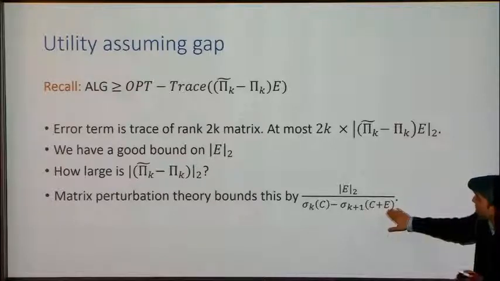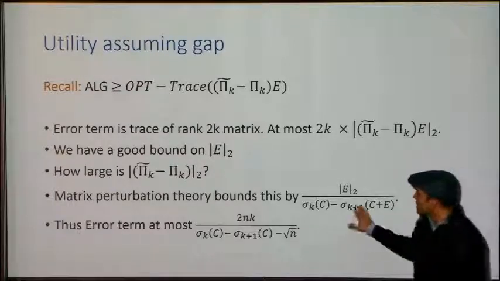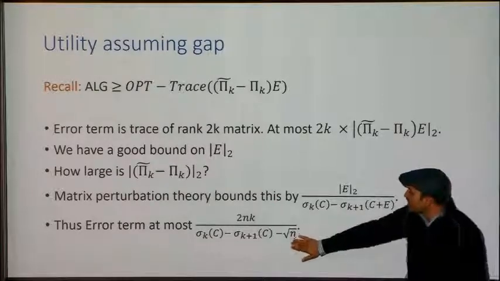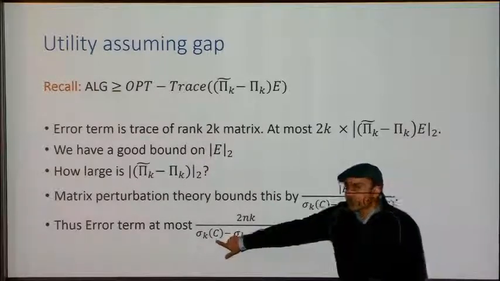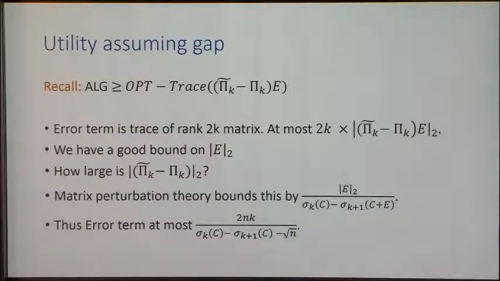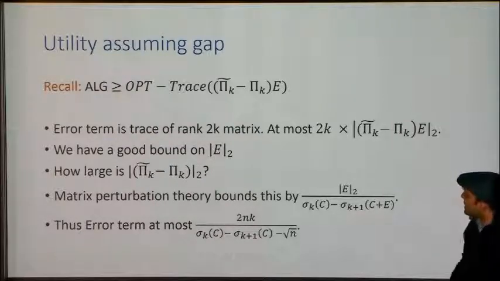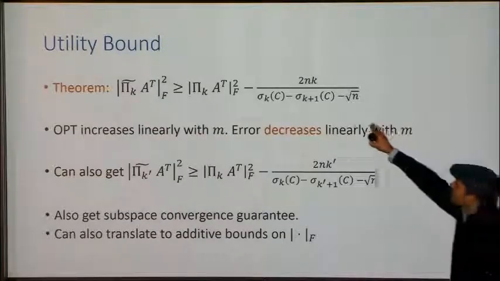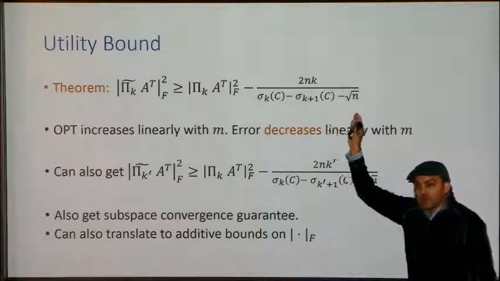So I have c plus e here, but that can be easily changed to c with an additive square root of n. This doesn't really matter so much because when the gap is less than square root n, the previous bound is actually better. Good. So this nice sine theta theorem, which actually has a very simple proof. If I had 5 more minutes, I would show you the proof of that as well. Basically it shows that you get error which decreases with the gap in the eigenvalues.